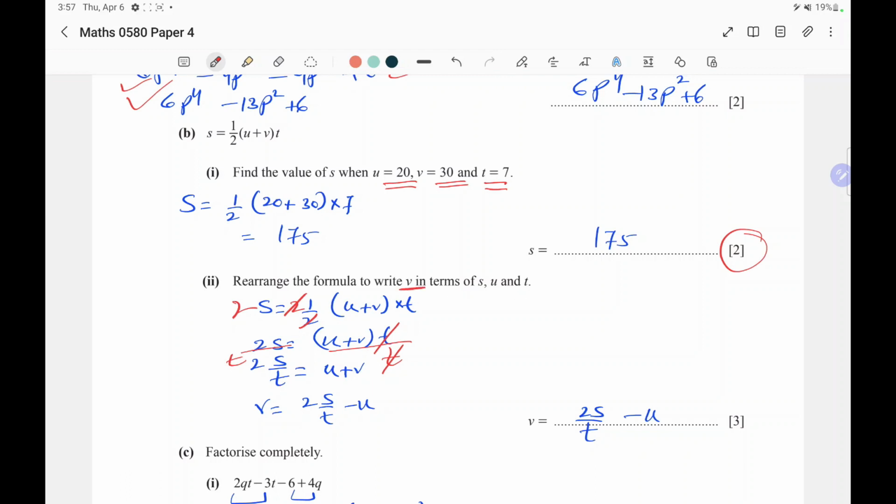What we need to write? We need to write V only. So V equals, just shift U to the left side. So 2S over T minus U equals V. So V equals 2S over T minus U.